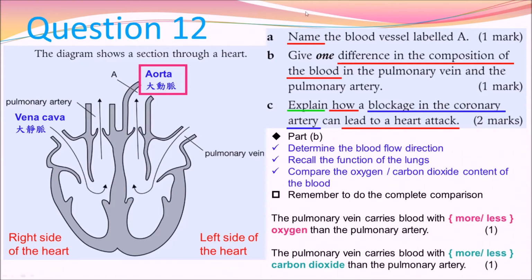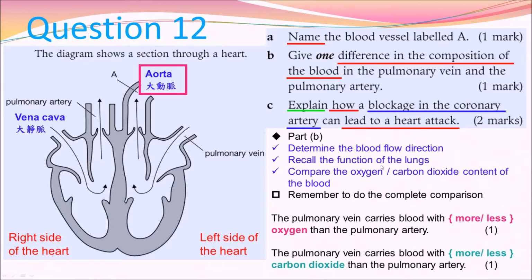And then for the second one, give one difference in the composition of the blood in the pulmonary vein and the pulmonary artery. Blood content. You need to identify the blood content as I mentioned. So first of all, determine the blood flow direction. Pulmonary artery and pulmonary vein. The pulmonary vein receives blood from the lungs to the heart. The pulmonary artery carries blood from the heart to the lungs.